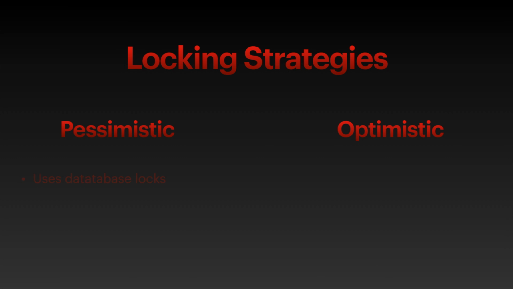Pessimistic locking uses database locks to prevent simultaneous access to a specific table row. Optimistic locking uses a database field to control the record version, preventing a process from updating a stale object. In this episode, I'll explain how pessimistic locking works, and I will cover optimistic locking in the next one.